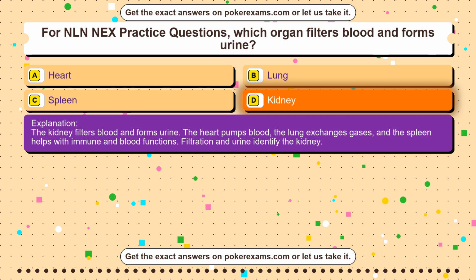The kidney filters blood and forms urine. The heart pumps blood, the lung exchanges gases, and the spleen helps with immune and blood functions. Filtration and urine identify the kidney.